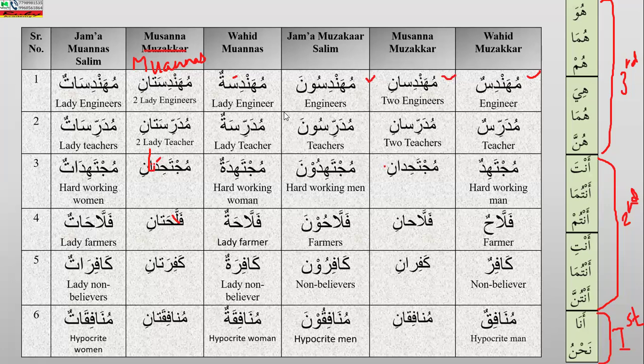Antunna munafiqatun. Yes. Ana munafiqun. Nahnu munafiqani. Nahnu munafiquna. Ana munafiqatun. Nahnu munafiqatani, nahnu munafiqatun. Yes, very good.